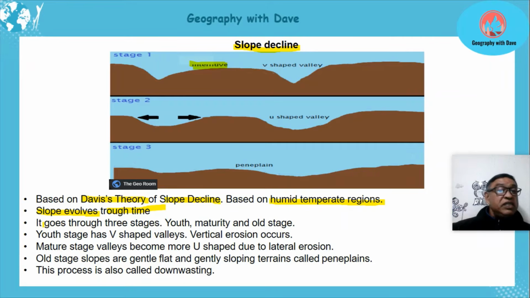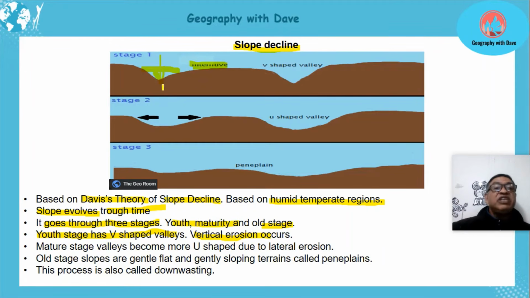So it evolves through time. And he mentioned it, the slopes go through 3 stages: the youth, the mature, and the old stage. So in the youth stage, it has V-shaped valleys due to vertical erosion. So remember, the surface is like that. Okay, now we're getting vertical erosion. And when you start digging vertically, you'll find that it'll have narrower V-shaped valleys. Okay, as you see it there.